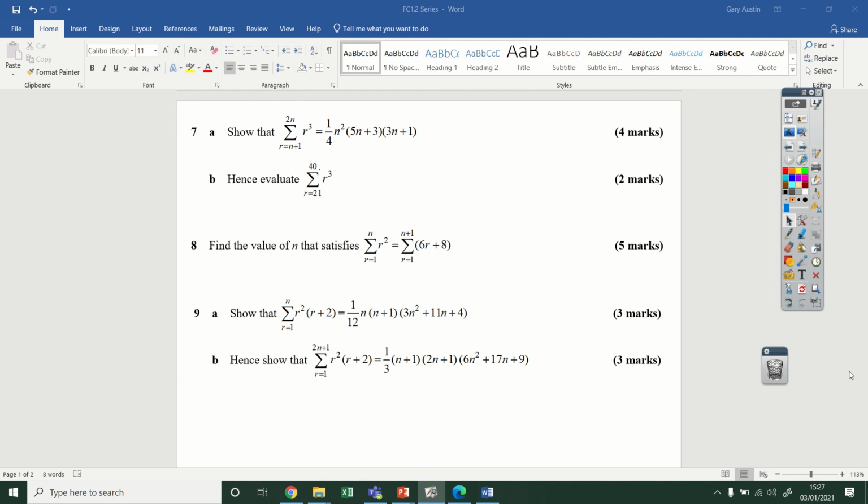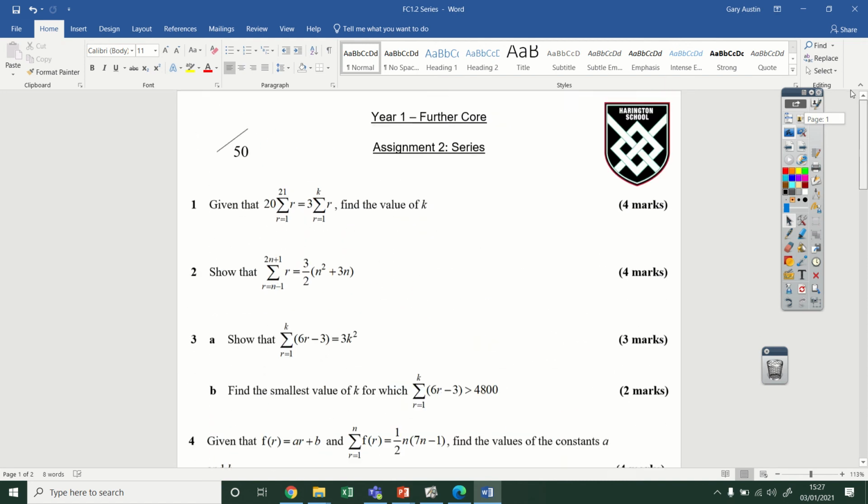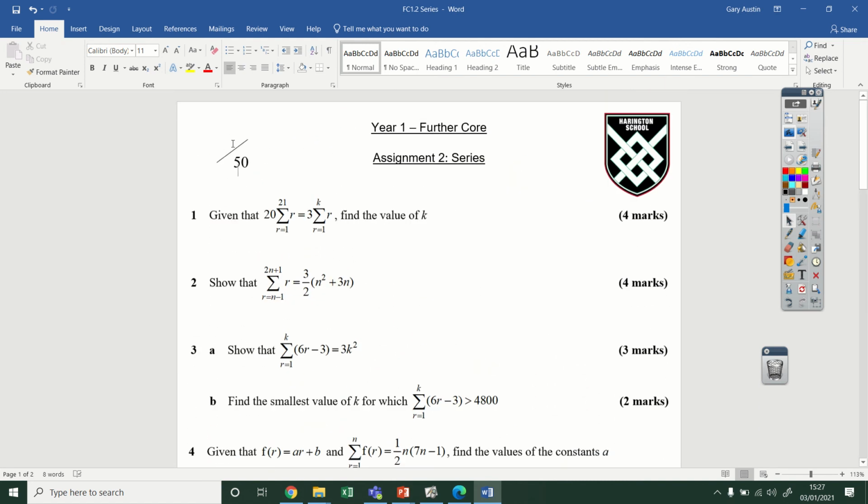If you could give yourself a mark out of 50 for these, if I attach the mark scheme, I'd appreciate you sending me a copy of what you've got with the mark shown clearly on the front.